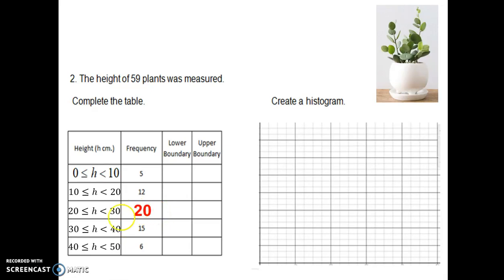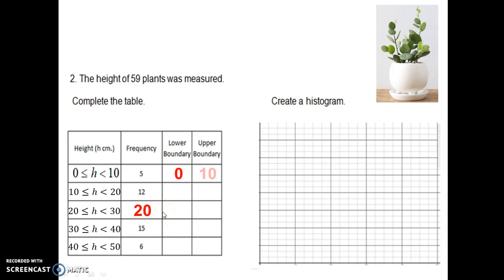Well, hopefully you got 20. And the way to get that is to look at that there's data for 59 plants. You could have added up all the numbers that we saw before. 1, 2, 3, 4. Add those 4 numbers. 5 plus 12, 17. Plus 15 is 32. Plus 6 is 38. Wait, is that right? 17 plus 15, wait, 32, 38. Huh, maybe this should be 21 here. That might be an error. So let's change that to 21.